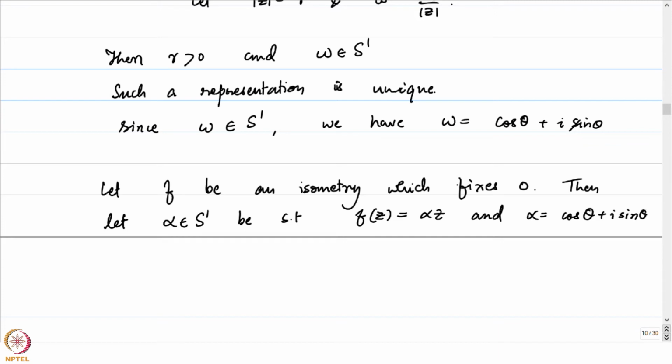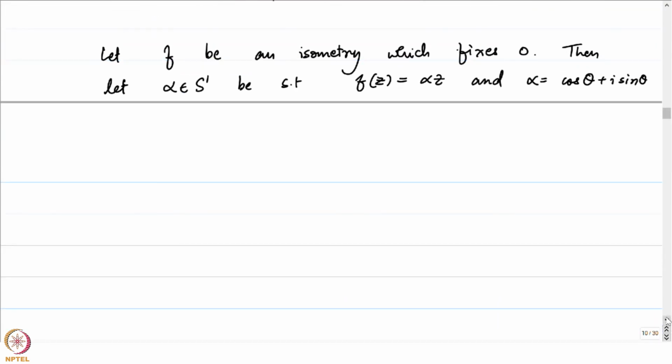Yeah, for a fixed theta, let it be cos theta plus i sin theta. Now let us see how f of z behaves. I am now only considering those isometries which are of the type alpha times z. We could also consider and study alpha times z bar, but we will come to that in a moment. Now, if you look at f of z, I can write it like this.